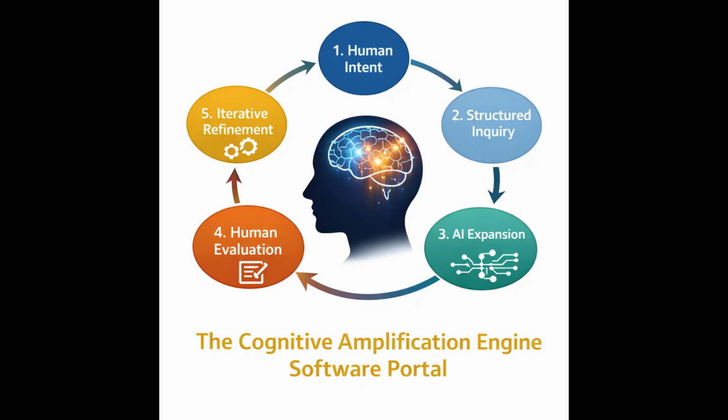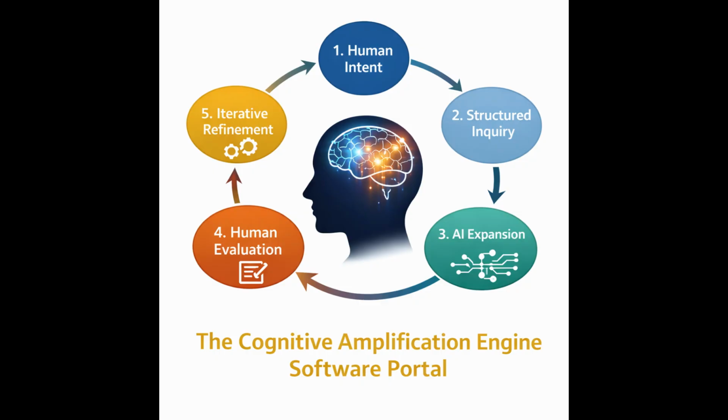Step 2, structured inquiry. Next comes structured inquiry. Here, vague thoughts are transformed into clear, well-defined questions. Complex problems are broken into logical components. This step prevents confusion, misdirection, and shallow analysis before AI even enters the picture.